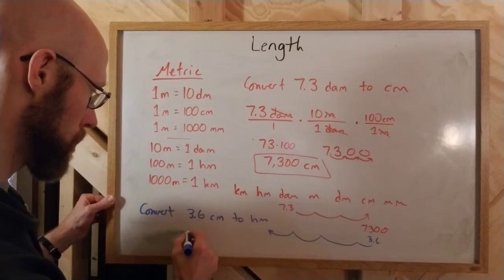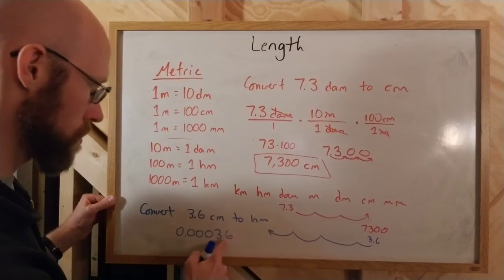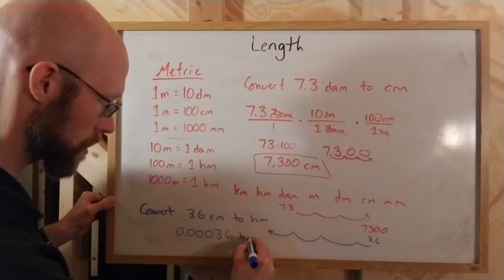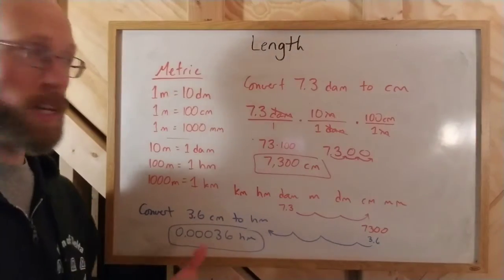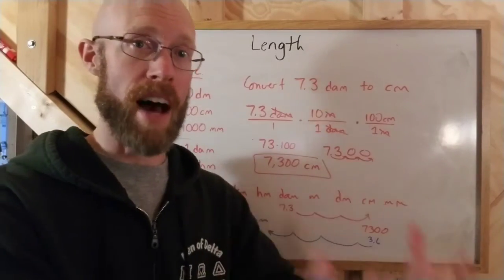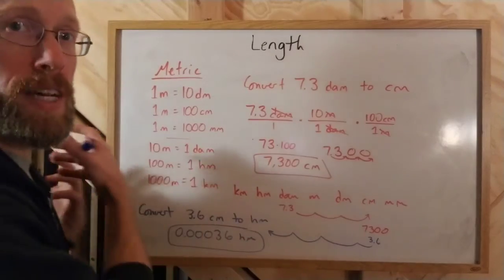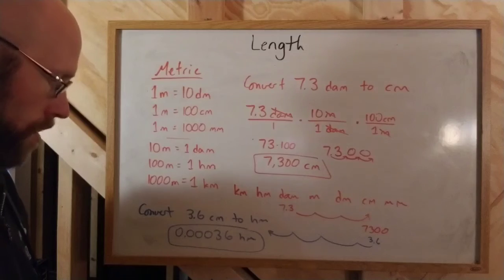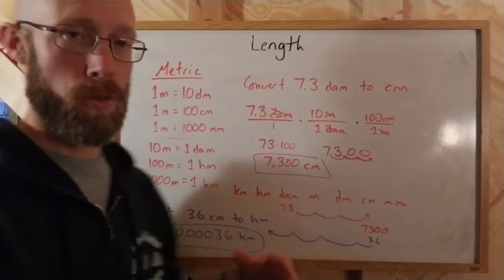Okay, so it would be 0.00036, right? 1, 2, 3, 4. Yep, hectometers. All right, and so that's what you would get if you did this dimensional analysis with the fractions, because you're really having to divide instead of multiply by those powers of 10, and that will move the decimal left to make it smaller.